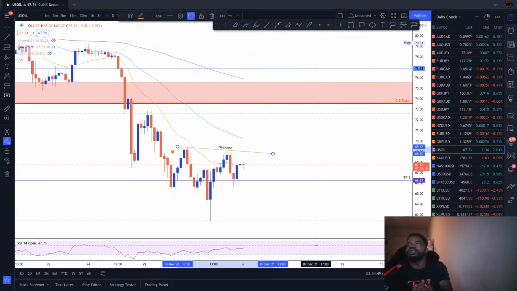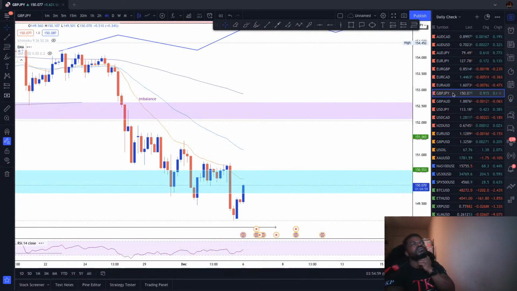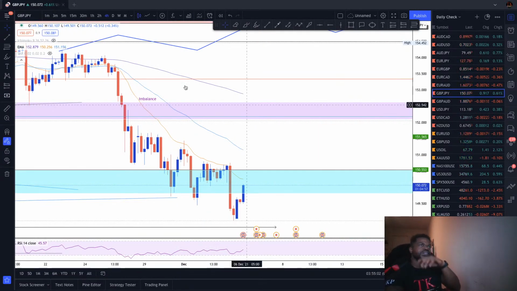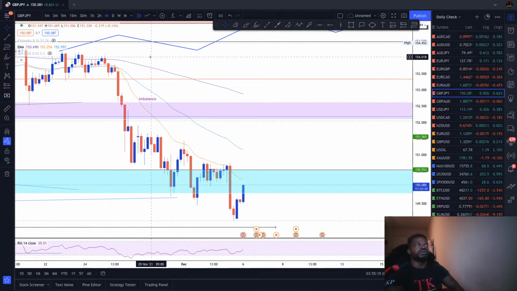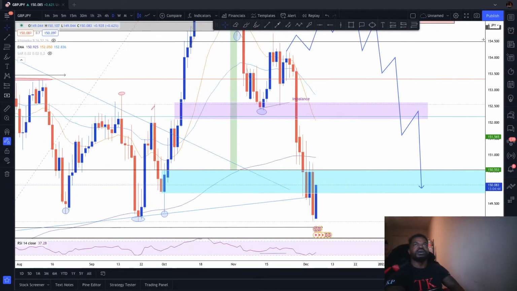Okay, 5 more minutes. Let's see what else we can see. Let's look at pound JPY. So, pound JPY just broke a structural level. Let's go out to a higher time frame to see what happened.